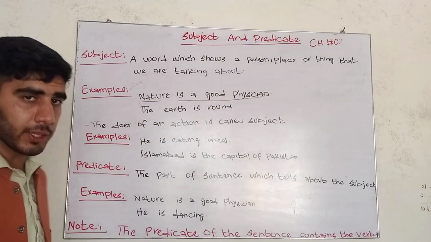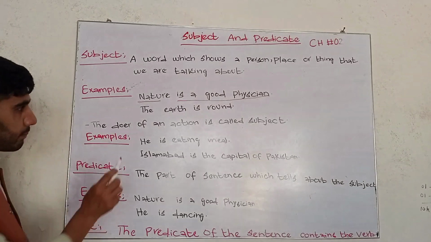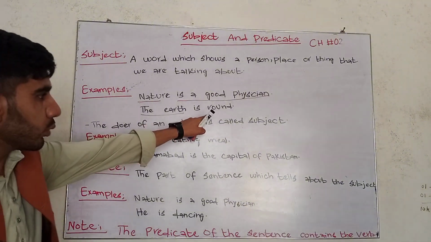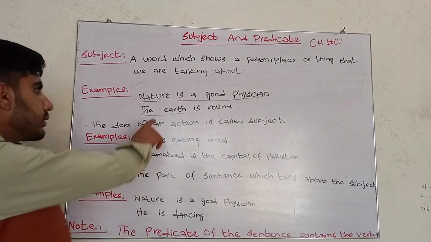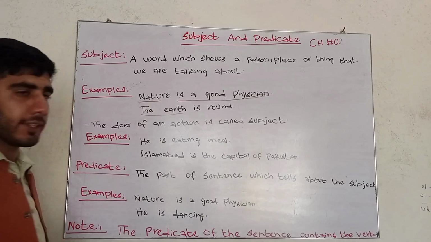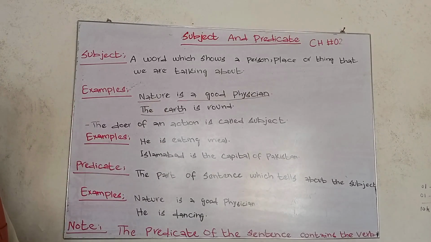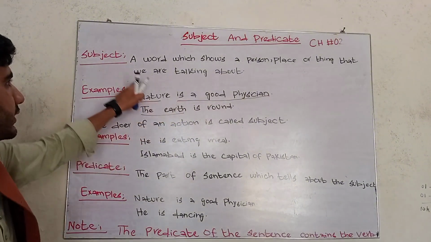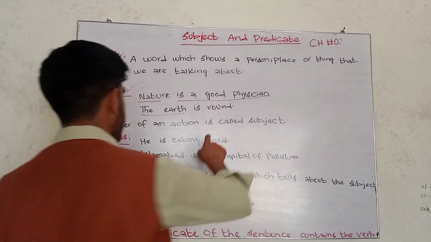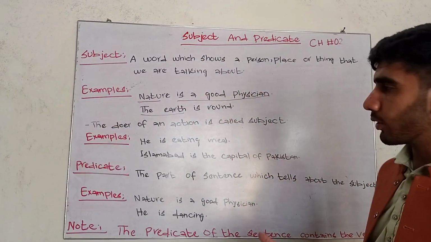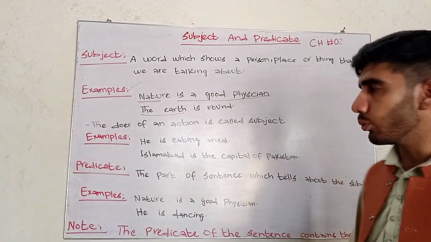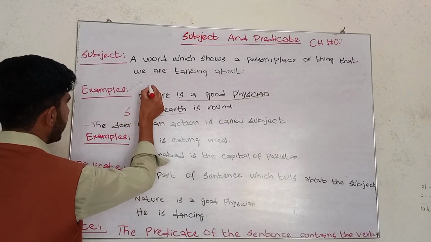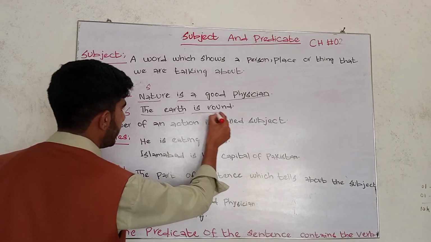According to the second example, "The earth is round." In this example, the earth is the subject. Why? Because we are talking about the earth, that it is round. In the first example, we are focusing on nature, that nature is the good physician. In the second example, we are talking about one thing that is round. Earth is the subject and nature is the subject, and the remaining sentence is the predicate.